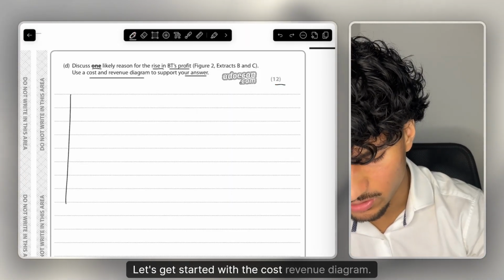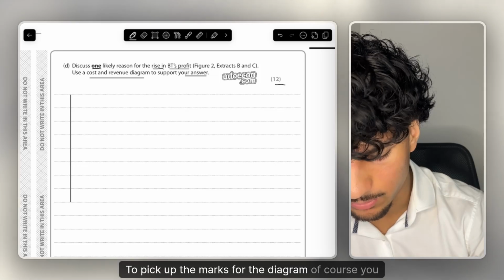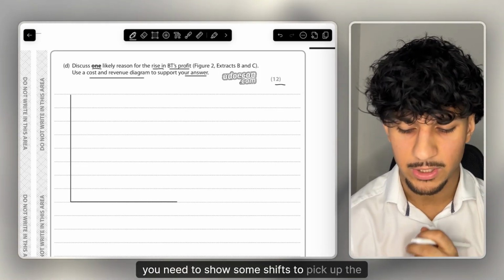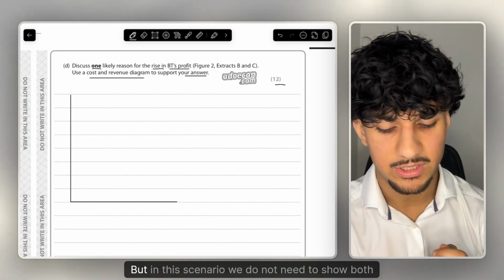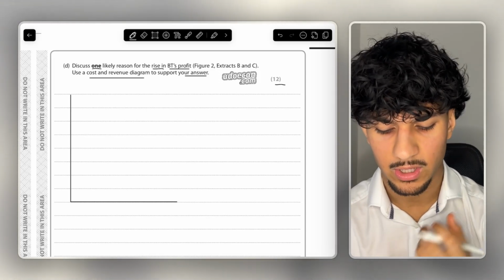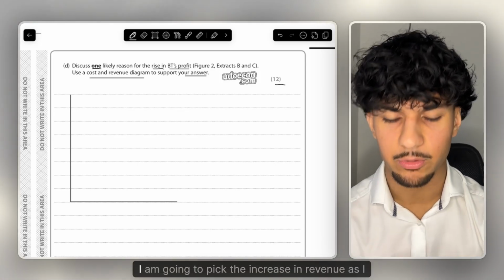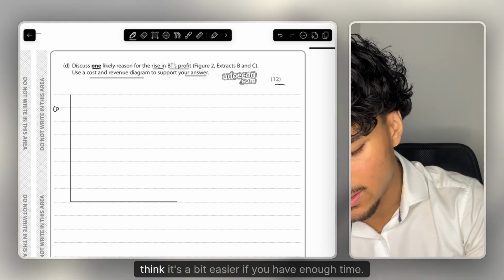Let's get started with the cost revenue diagram. To pick up the marks for the diagram, of course you need to draw a cost revenue diagram, then you need to show some shifts to pick up the maximum marks. But in this scenario, we do not need to show both the increase in revenue and decrease in costs. So I'm just going to pick one. I am going to pick the increase in revenue, as I think it's a bit easier.